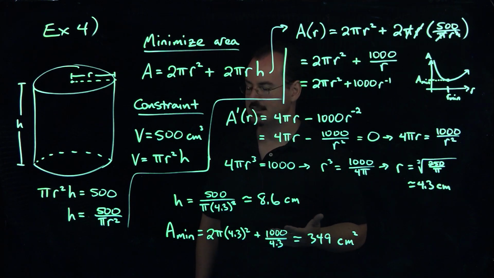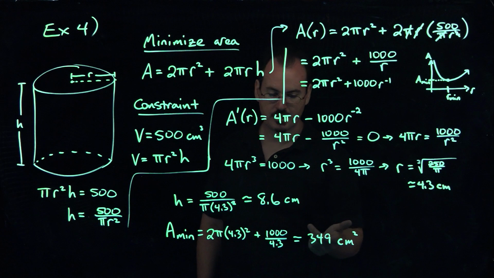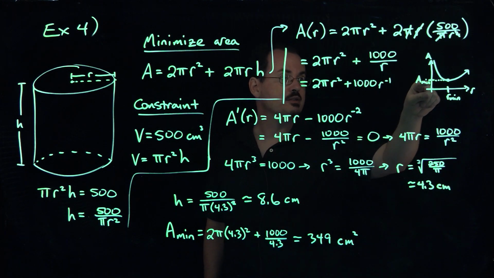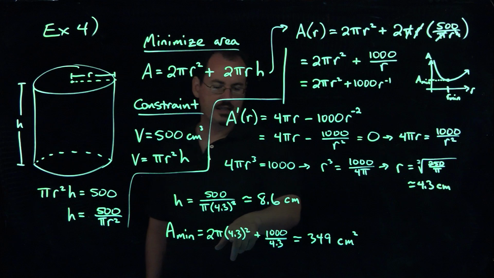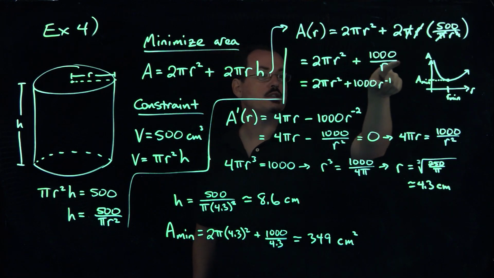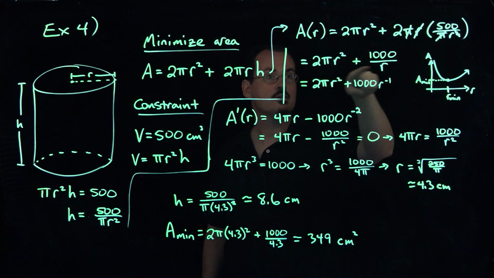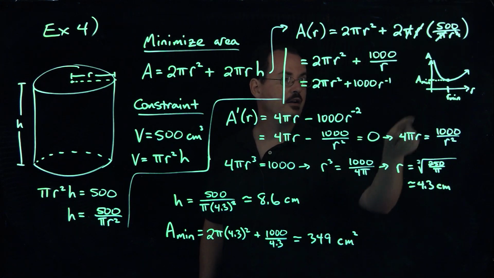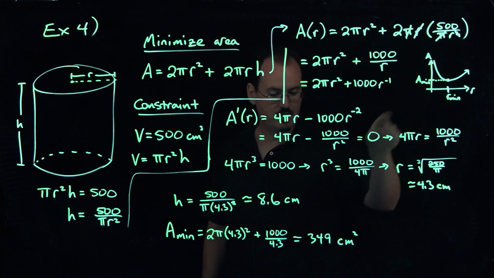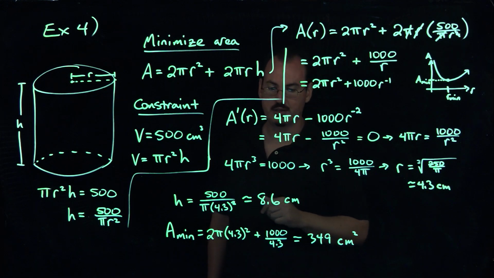Although the question doesn't ask it, we could find the minimum actual area, and that's what I've done at the bottom here. What is the minimum area? That would be the a value that corresponds to that minimum point right there. To find that, I would just take our a function, 2 pi r squared plus 1,000 over r, and plug in the 4.3 that I got. That will give me the corresponding minimum area. So that would be the a min right there, about 349 square centimeters.